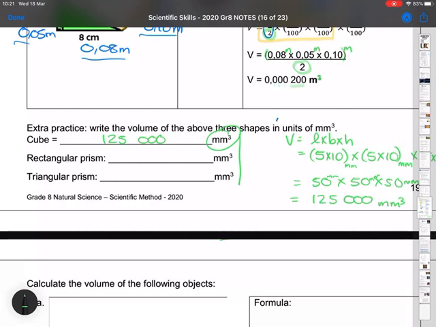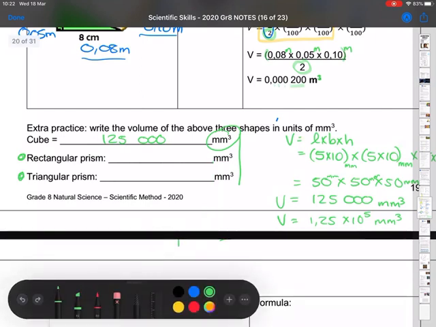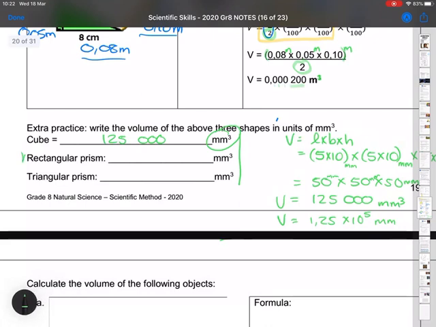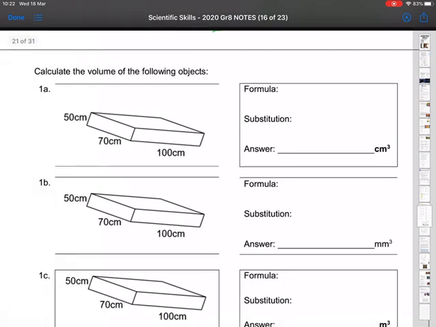If you were working in scientific notation, you would have got that the volume would have been 1,25 times 10 to the 5 millimeters cubed, and that's perfect as well. So before the next lesson, I want you to do the rectangular prism and the triangular prism.